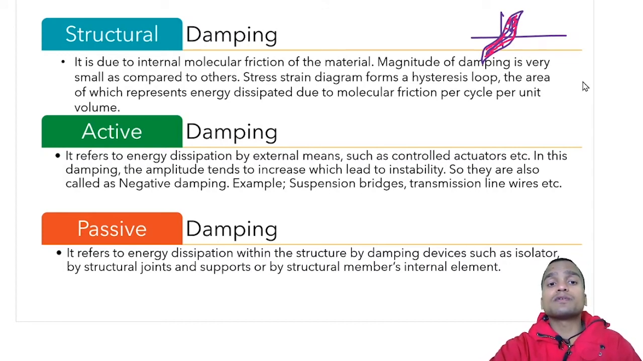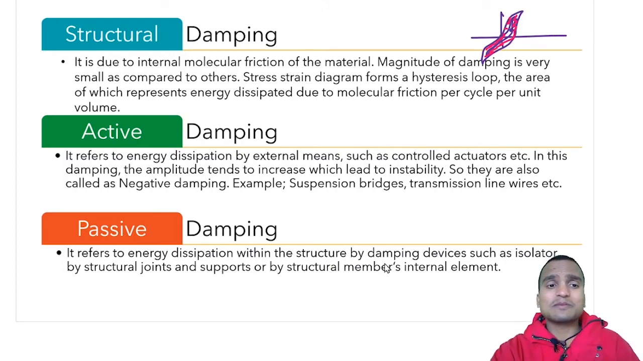Next type of damping is active damping, and the wonderful thing about active damping is that here there is no decrease in amplitude. That's why it is said to be active damping. It's also called negative damping. Negative damping, let's understand what it means. What does damping do? It reduces the amplitude. But what is negative damping? Negative damping increases the amplitude.